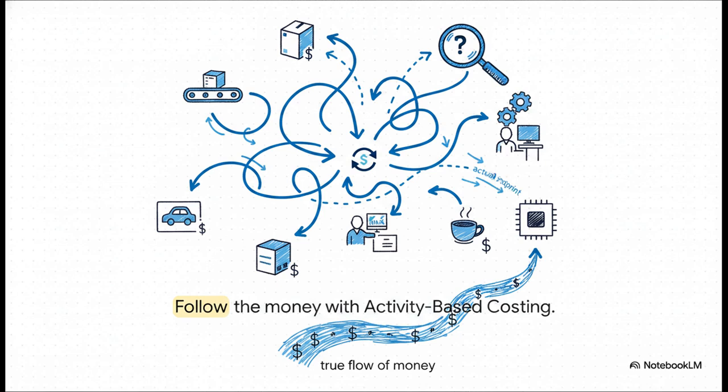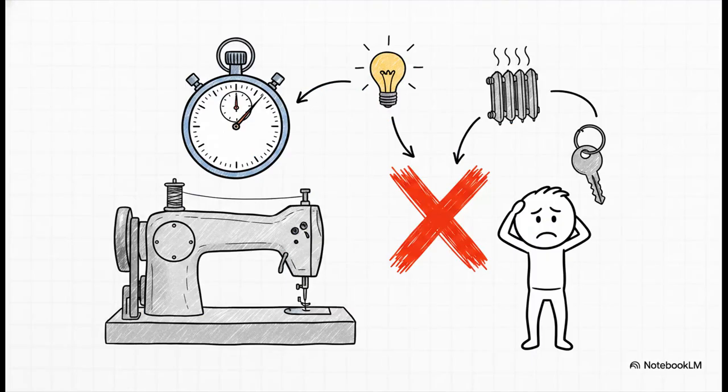It replaces those arbitrary percentages with a direct cause and effect relationship. You are finally tracing the actual footprint of resources that a product leaves behind as it moves through your business. To make this super concrete, let's look at a real-time example. Imagine a clothing manufacturer's machining department.